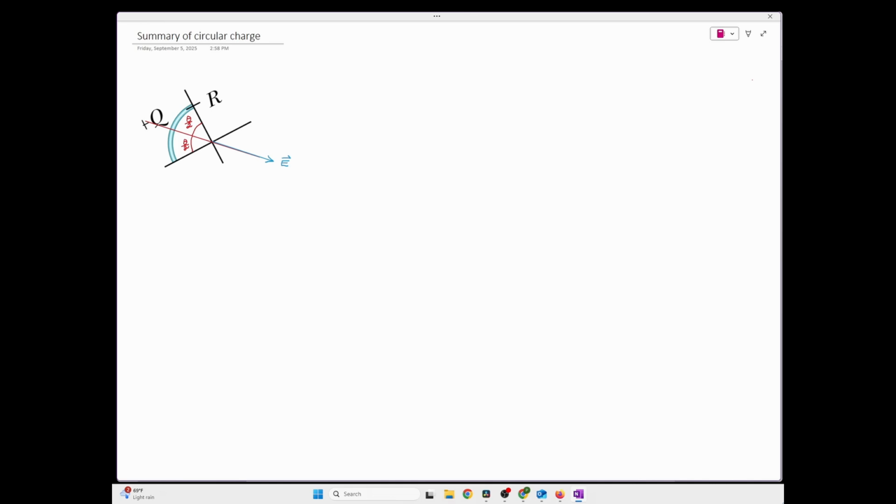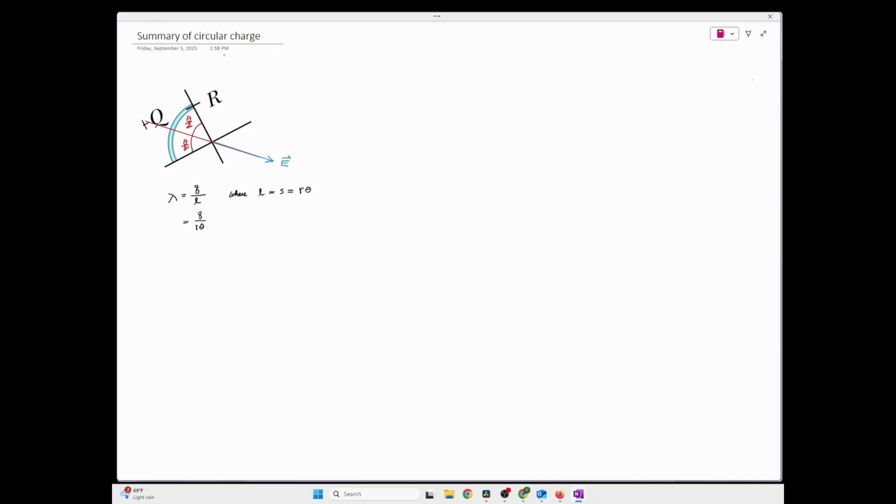For the magnitude of the field, we first will have to calculate the charge density, which will be given by lambda being equal to total charge divided by the total length of the arc, where the length of the arc can be obtained by the definition of the arc length. And in that equation, the angle theta is just the angle extended by the arc.